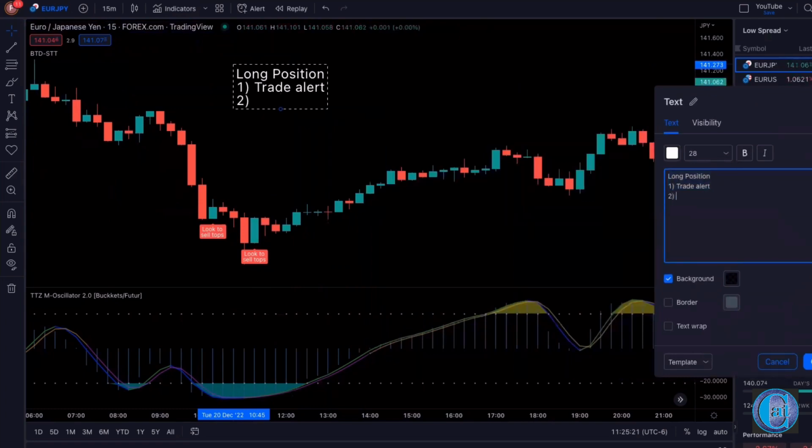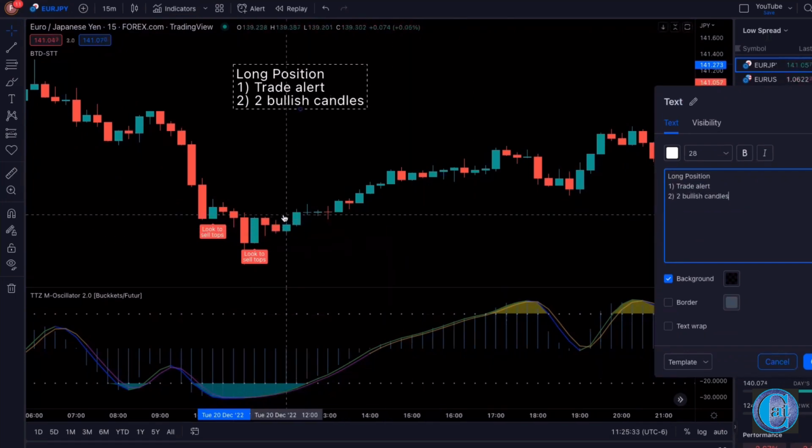Step two, after you get a signal like this, you need to get two bullish candles. Two bullish candles. So you get in at the end of the second bullish candle, beginning of the third candle. Okay, you need to have two bullish candles that have closed.